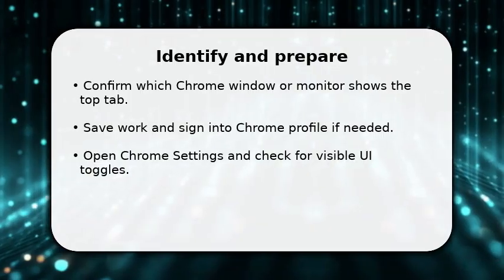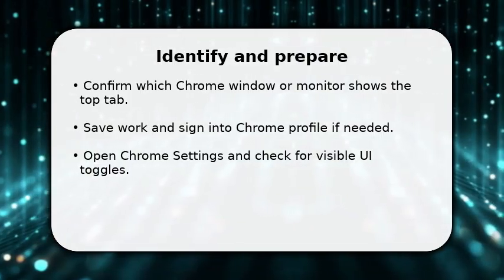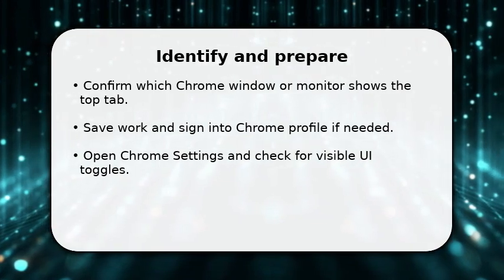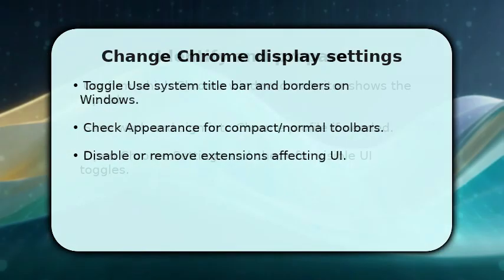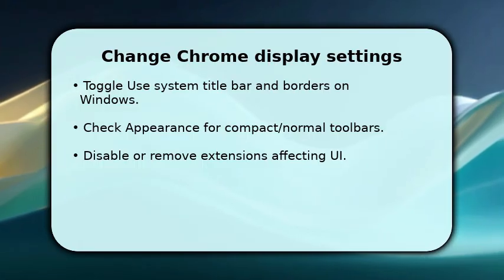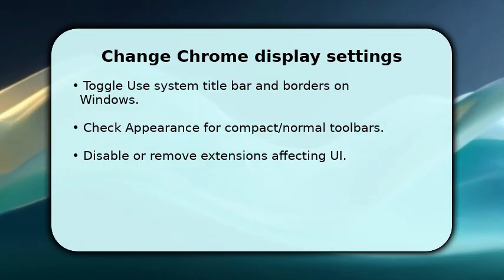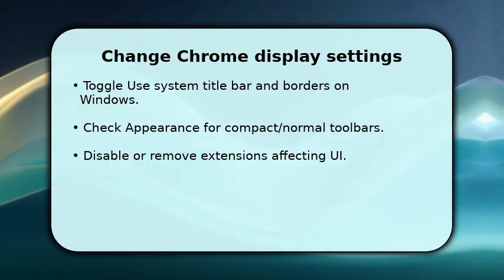Now adjust the display controls to remove the top tab bar. On Windows, toggle Use system title bar and borders to move tabs into the title bar or detach them. On macOS, use the View menu to show or hide the tab bar.